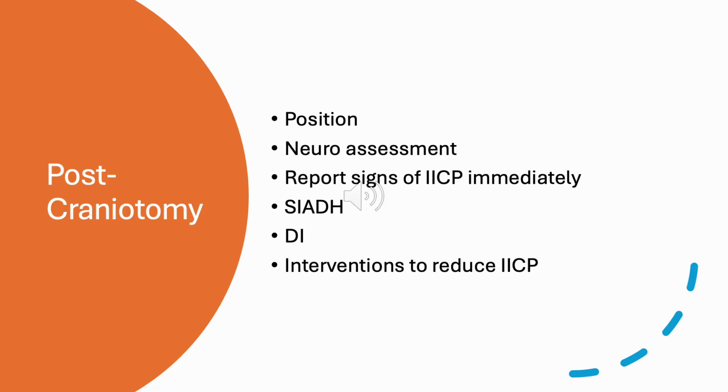You're going to be performing neuro assessments. So you're going to do neuro checks with vital signs every 15 to 30 minutes for 6 hours after the initial ones in the PACU. And then every 1 hour times 24 hours. You want to report signs of increased intracranial pressure immediately. So know how to recognize those signs early. You're going to watch out for DI and SIADH, and then all those interventions to reduce increased intracranial pressure, like quiet room, no flexion, etc., is really important.